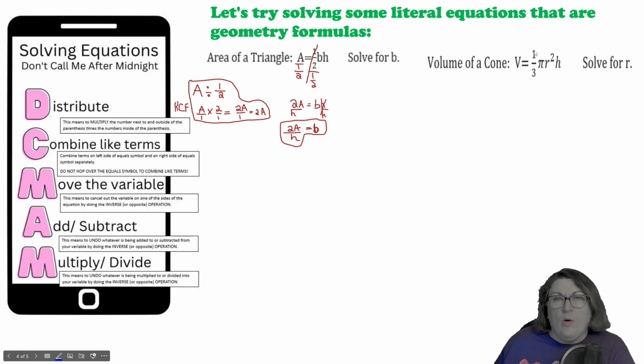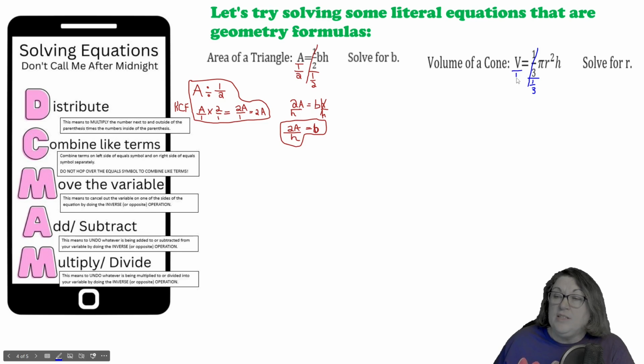So we have to think about what is happening to our variable, okay? 1/3 is being multiplied times the pi. Pi is being multiplied times the radius squared. And then that is being multiplied times the H. So all of these variables in this fraction, it's all being multiplied together. And the inverse of multiply is divide. So I'm just going to do it one at a time. I'm going to take my 1/3 and I'm going to divide it by itself to cancel that out, because that's going to give me a 1, and 1 times pi r squared h is just pi r squared h.